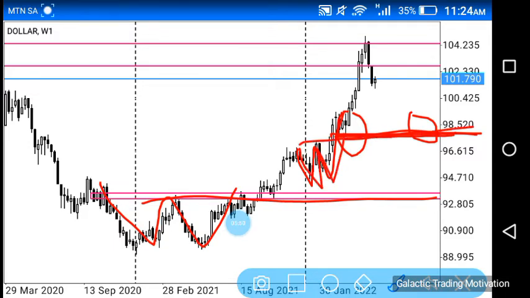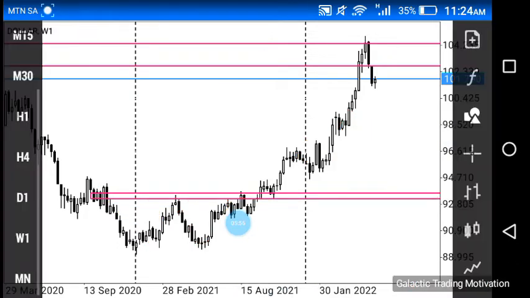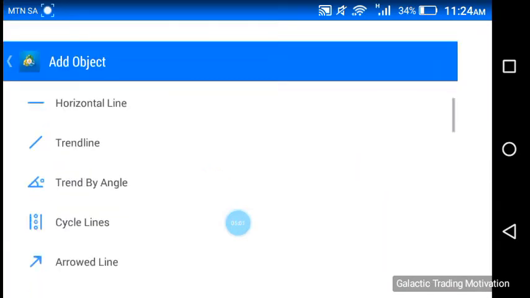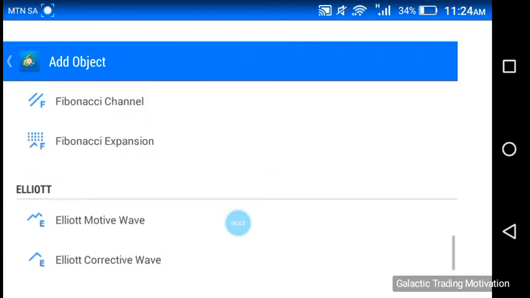So what I'm going to do now is add the Fibonacci retracement tool just to see if the neckline actually aligns with any of the key areas. Just bear with me.